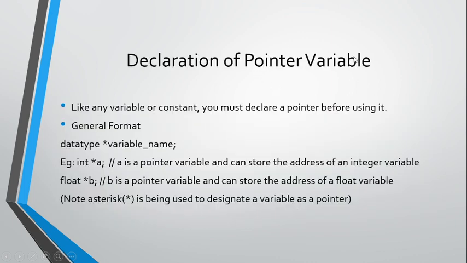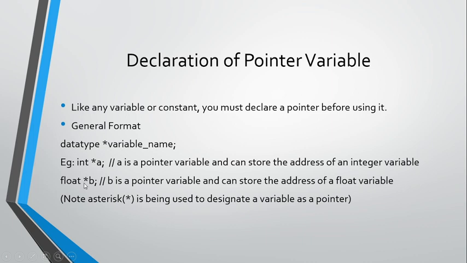Declaration of pointer variable. Like any variable or constant, you must declare a pointer before using it. So the general format of declaring a pointer variable: data type, then you have to use a star symbol, called asterisk, with a variable name. So the example, int *a. We are declaring a is a pointer variable and can store the address of an integer variable. That's the meaning of int *a.